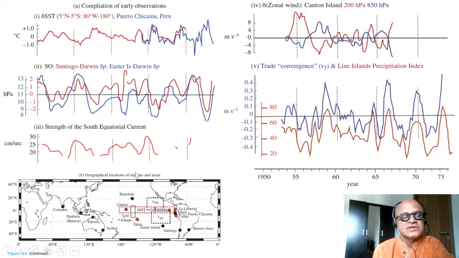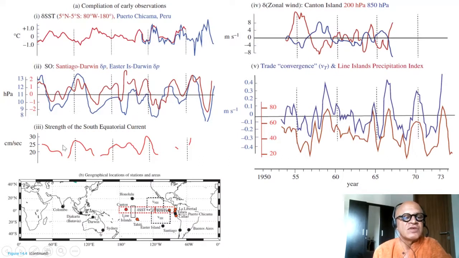between the centers there is always interannual oscillation, so no year is really zero, and this is from these boxes in the deep tropical Pacific, and this is the rainfall over Puerto Chimú in Peru, then Santiago and Darwin delta P, Easter Island and Darwin delta P. You can see high correlations between them.